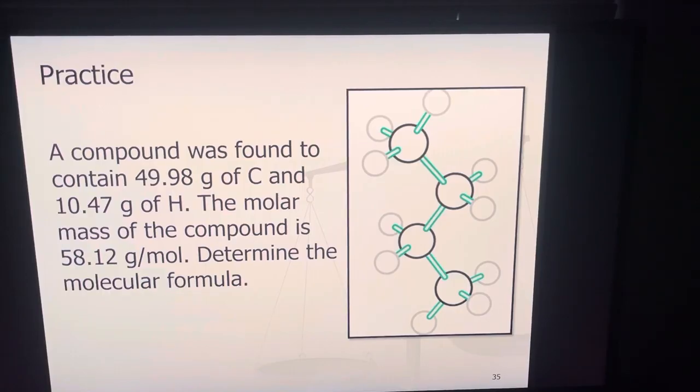A compound was found to contain 49.98 grams of carbon and 10.47 grams of hydrogen. The molar mass of the compound is 58.2 grams per mole. Determine the molecular formula. Just like we did in the previous example, solve for the molecular formula, okay? So go back in your notes and look that up.